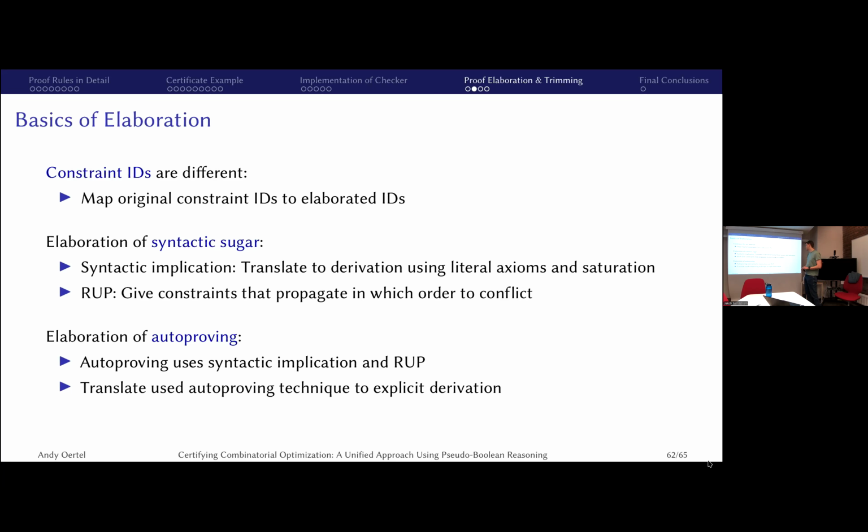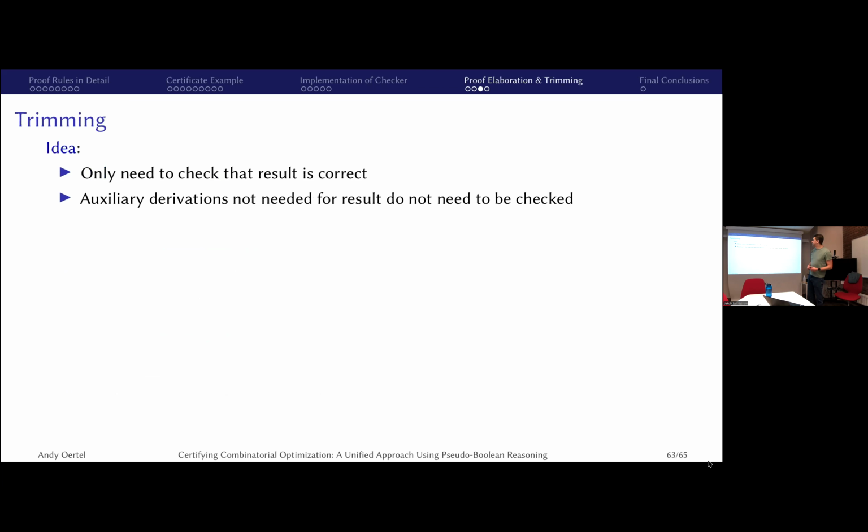For auto-proving, this is what we do when the checker says that the conclusions are obvious, like for redundance-based strengthening, dominance-based strengthening, and so on. This basically just uses syntactic implication and wraps it, so we can use the same elaboration from the syntactic sugar and translate this to explicit cutting planes proofs or explicit derivations. So for trimming, as previously mentioned, we only want to check what's actually necessary to derive the conclusion.